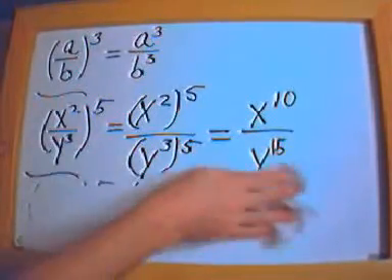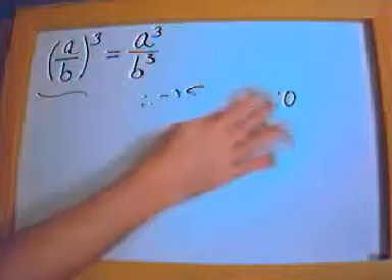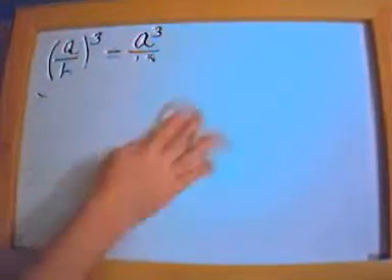So that's pretty much how you handle the fractions. It's not that different than when they're just all multiplied in there together. It's just basically when you have a fraction, you raise the top of it to that exponent, and you put the bottom of it to that same exponent. And that's how you simplify those.